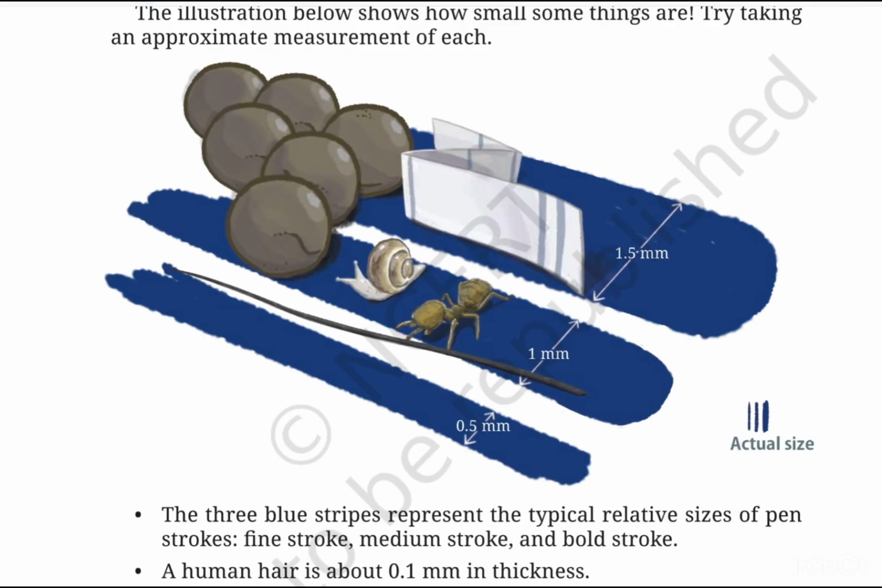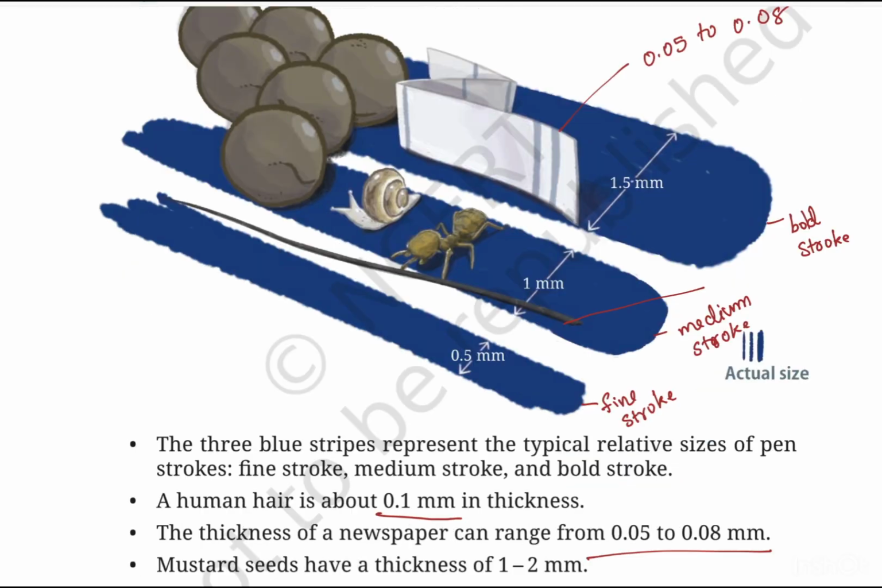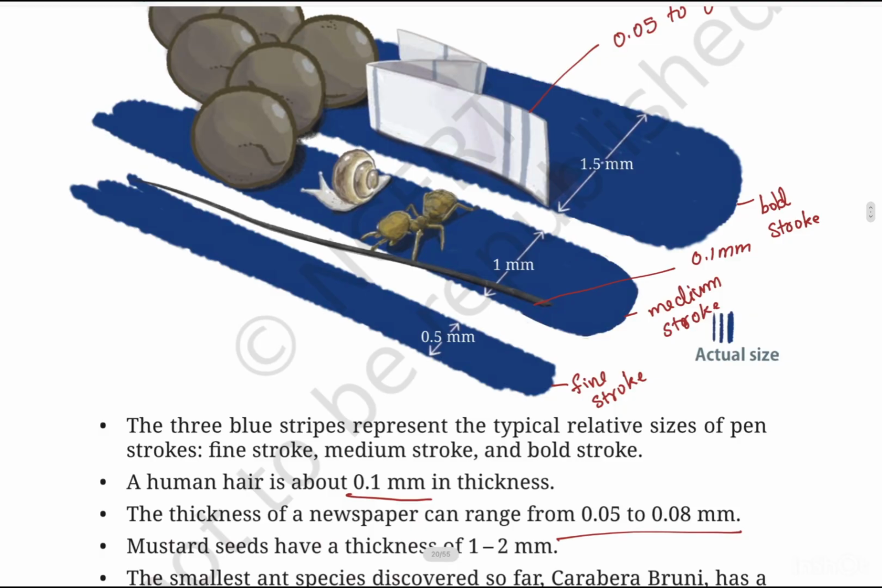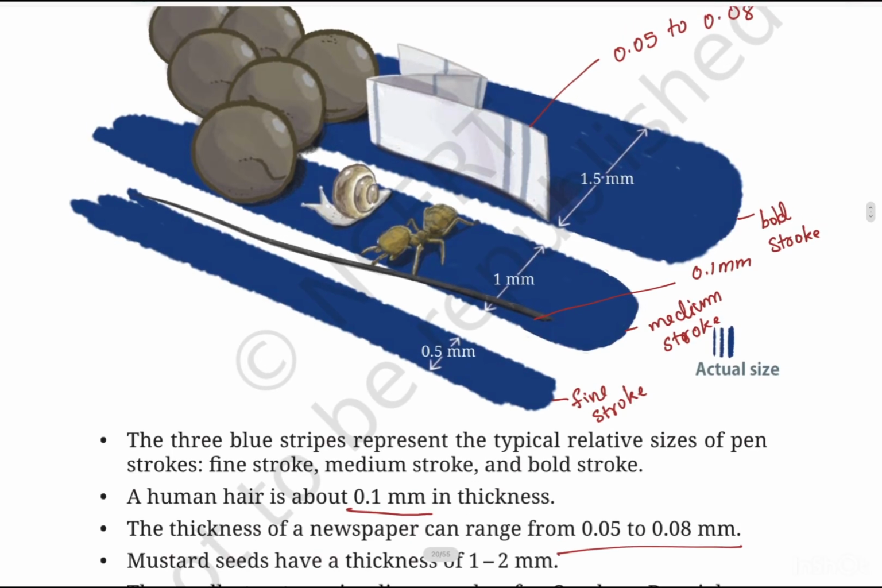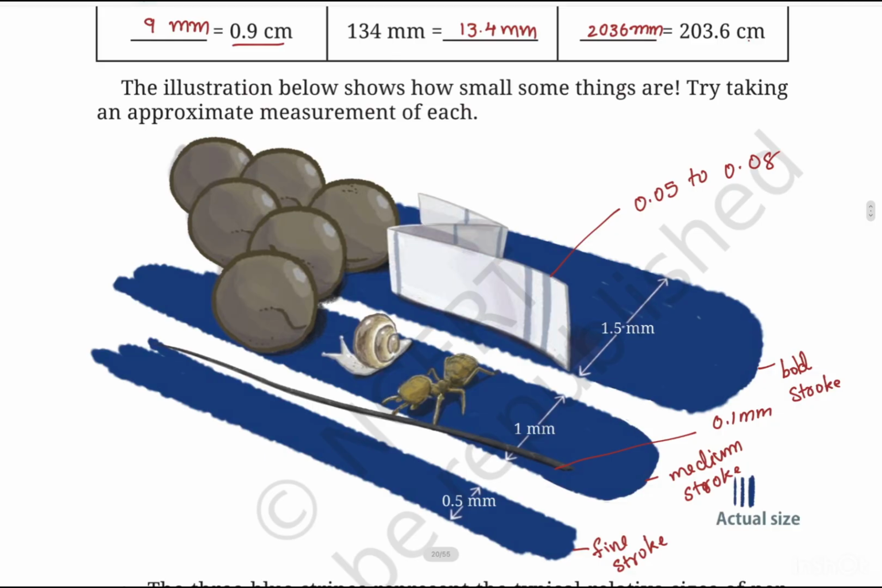Here is a picture given showing the length of certain things. The three blue stripes represent the typical relative sizes of pen strokes: fine stroke, medium stroke, bold stroke. Hair is 0.1 mm. Mustard seeds have a thickness of 1 to 2 mm. So it is of length 1 mm or 2 mm. It ranges from 1 to 2 mm.